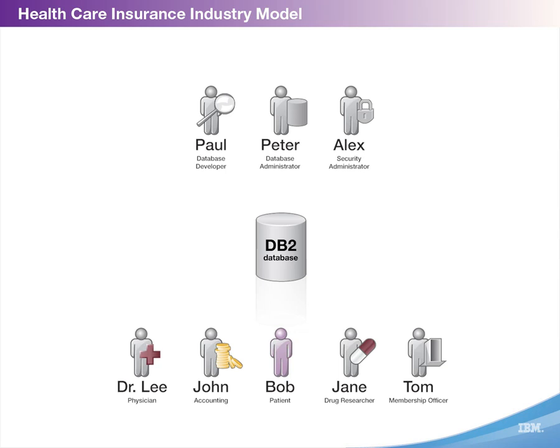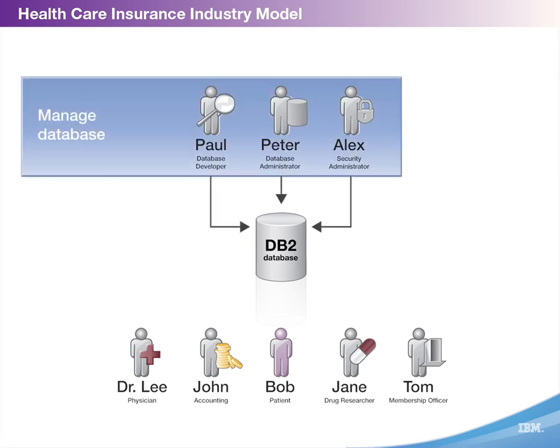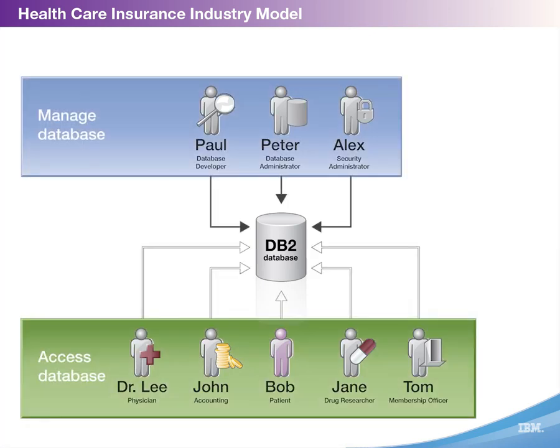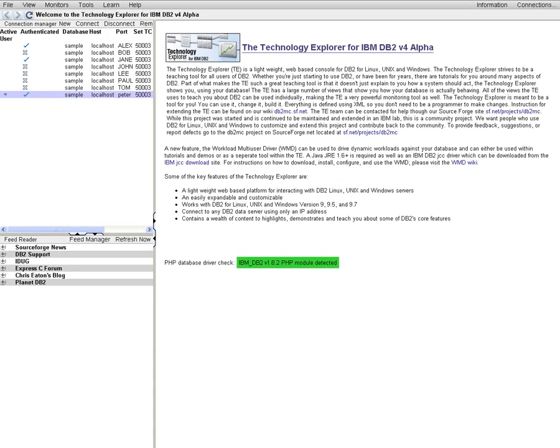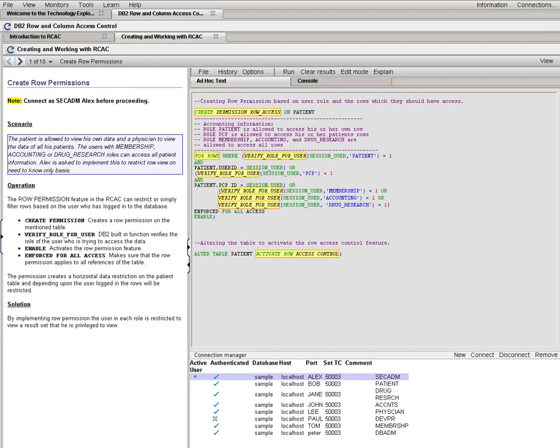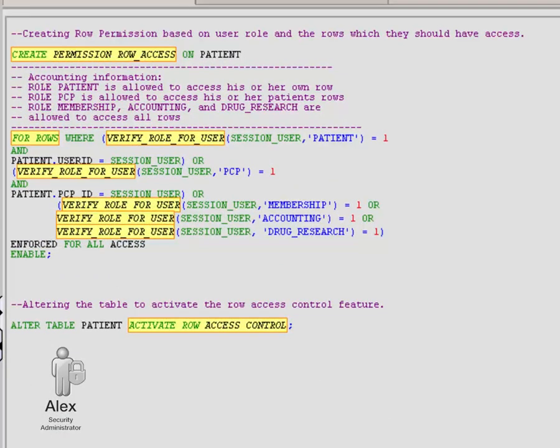We use an example of a healthcare company with these users. Each of them has a different need in terms of what type or level of data they need to access. Some users are involved in managing the database, while others access the database to get healthcare information. The scenario is demonstrated using the Technology Explorer. Alex, who is the security administrator, was asked to restrict row views on a need-to-know only basis.